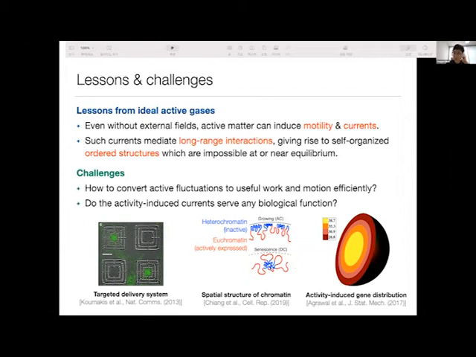But what's different here is that in the case of the Toner-Tu model, you have direct interactions between active particles. But in this particular system, the ordering happens in a rather indirect manner: active particles interact with passive objects, and these passive objects change the directions of the active particles again. So there's this two-step procedure.